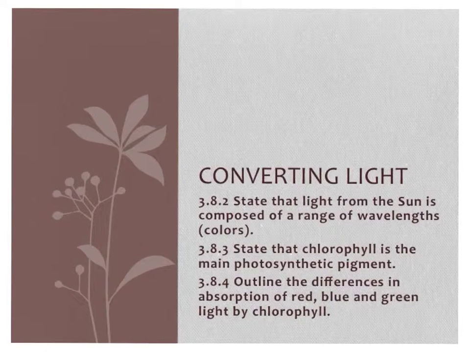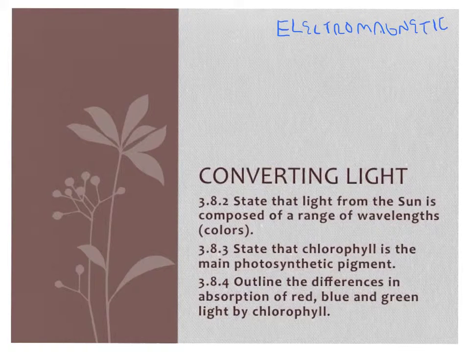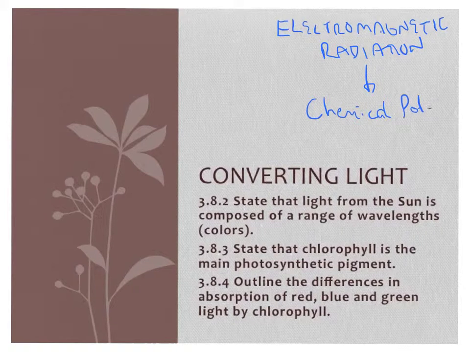So one of the most important things about photosynthesis is that plants use light from the sun. Light is radiant energy or electromagnetic radiation that you might remember from physical science. And the goal is to change that electromagnetic radiation and convert it into chemical potential energy. That way it can be stored for when the organism needs it at a later point in time. So we need to make sure we understand a little bit more about the light that the plant's getting and how it uses that.